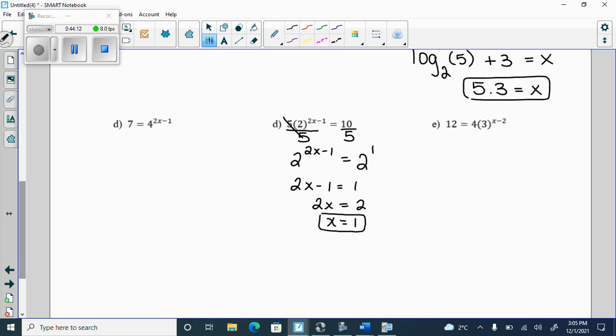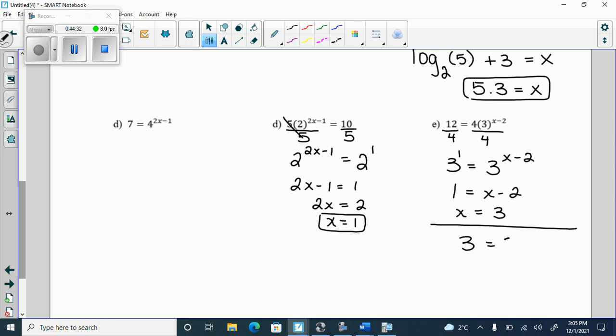And then with E, what do I have to do? Divide by 4. So I get 3 equals 3 to the x minus 2. This one I can also do by common base. So I can go 1 equals x minus 2, so x equals 3. Or, if I have 3 equals 3 to the x minus 2, I have 3 pieces, so I could go log base 3 of 3 equals x minus 2.